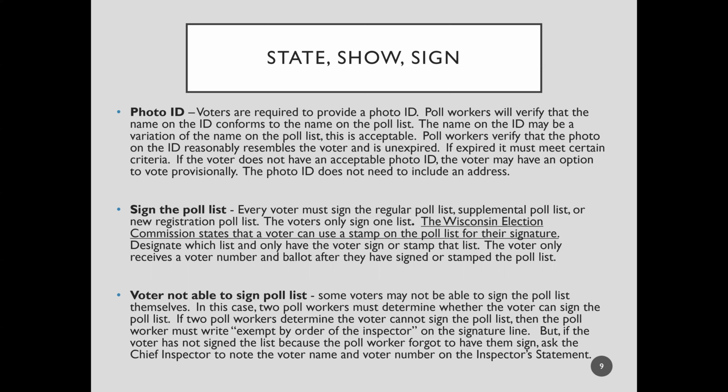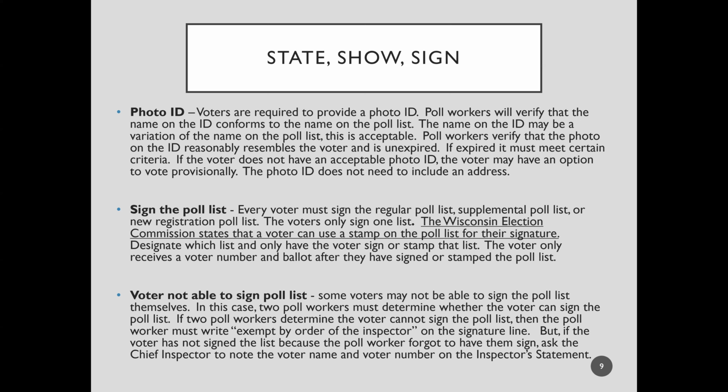We don't want to have some signatures in one book and some in another. The voter only receives a voter number and ballot after they have signed or stamped the poll list. Things like an X or a dot or a slash are also acceptable if that is their official mark for signature.